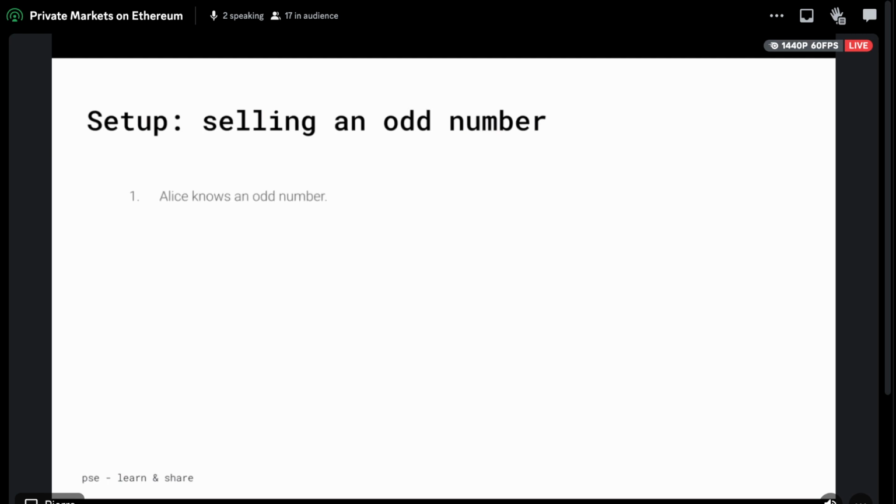Cool. So let's say that Alice knows an odd number. She will commit to this number by posting its hash on a smart contract. She will hash this number in some way and commit to it on chain. Here it's written in blue because it relates to the commitment proof.